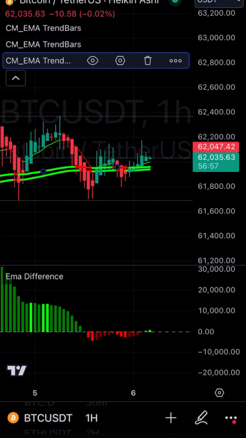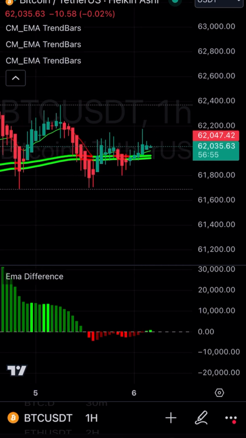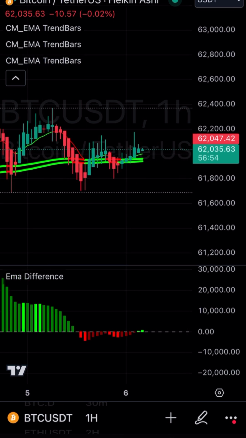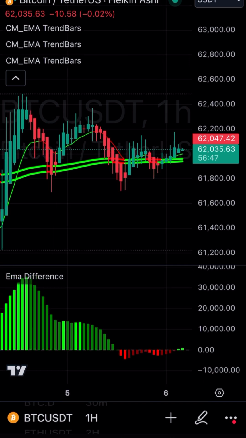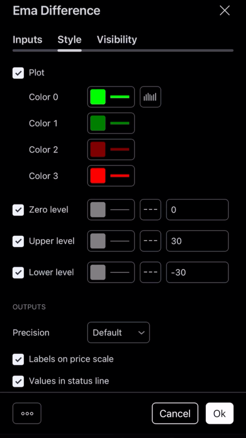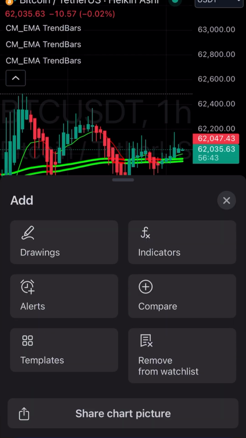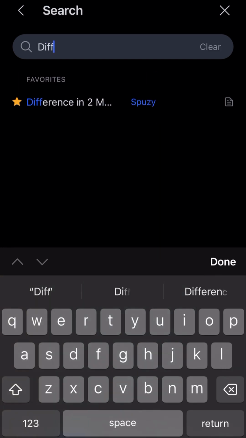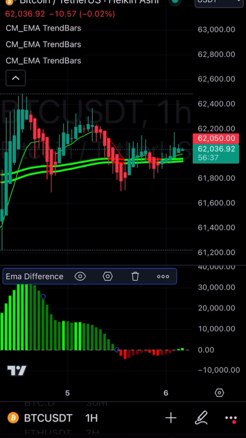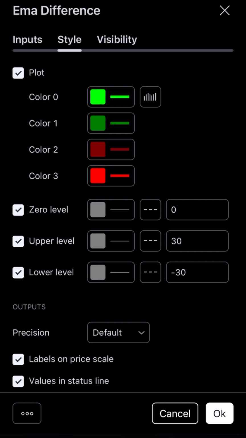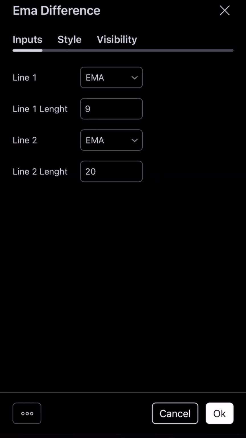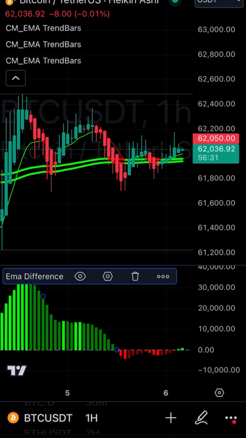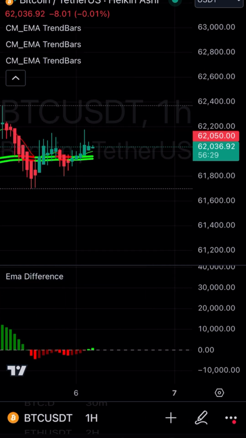So basically, you set up your 9, 90, 95. Now, what I do is I have my 90, 95 more thick, and the 9 a little bit thinner. And then for my EMA difference here, you're going to put in the difference of 2 moving averages, and with the settings here, I have 9 and 20. So that's how you set it up.